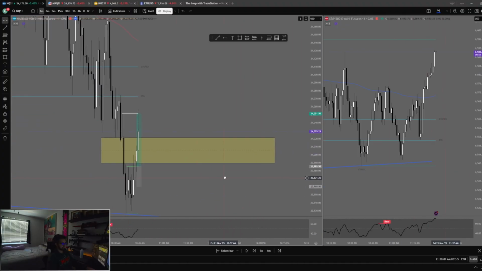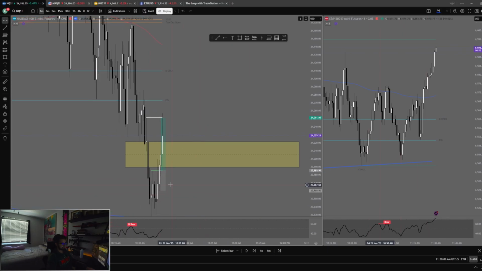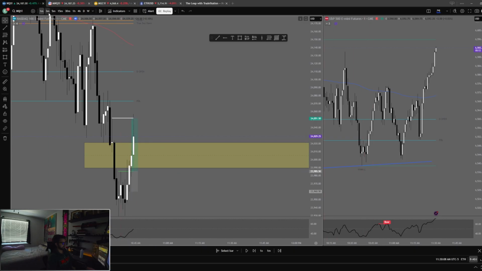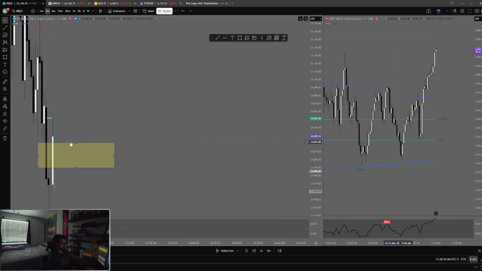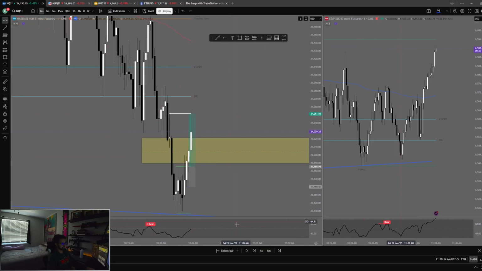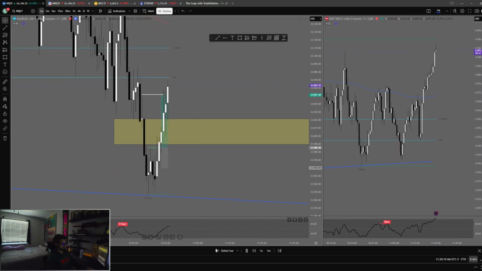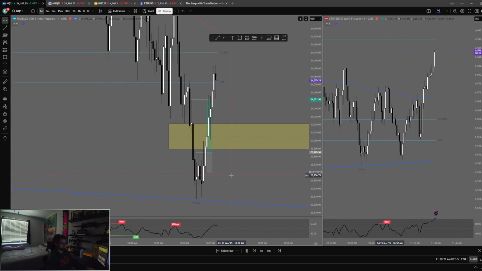Following that, we have our 1-minute break right here with our retest, and then a 3-minute IFEG forms right here on this candle closure. And we just targeted this internal high right here. And that was the trade for today, just a simple 3-step entry.